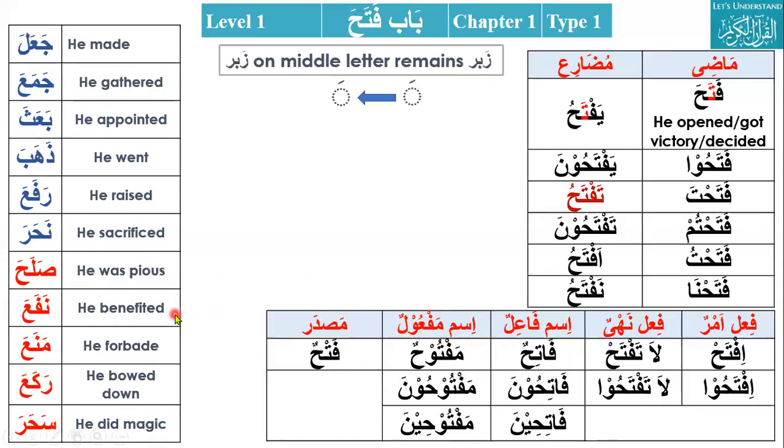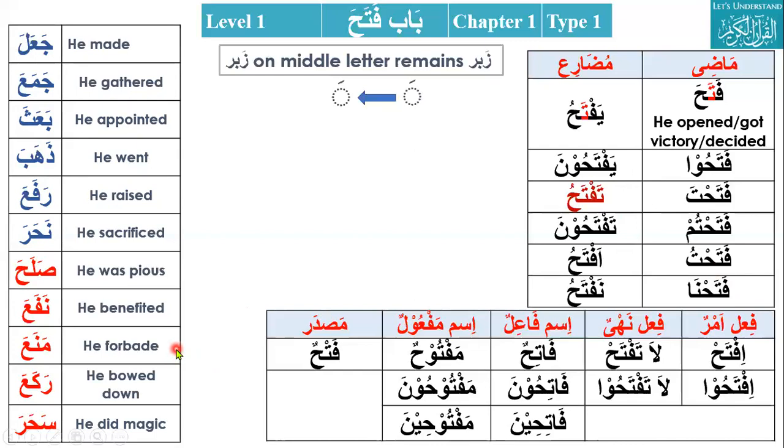Nafa'a. Nafa'a means he benefited. Hasan, do the TPA for nafa'a. Nafa'a, nafa'u, nafa'ta, nafa'tum, nafa'tu, nafa'na, yanfa'u, yanfa'una, tanfa'u, tanfa'una, anfa'u, nanfa'u, infa', la tanfa', infa'u, la tanfa'u, nafi', nafi'un, nafi'in, manfu', manfu'un, manfu'in, naf'. So if I say nafa'na, we benefited. Anfa'u? I benefit or I will benefit. Tanfa'u? You benefit or you will benefit, or she benefits or she will benefit.